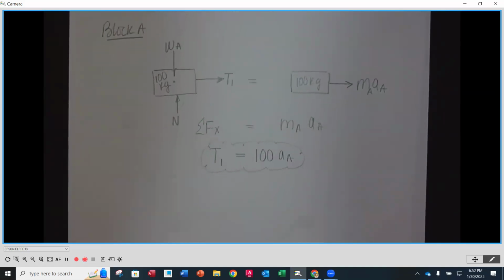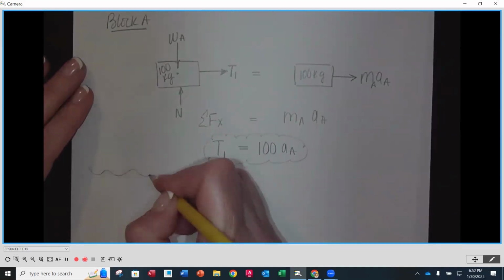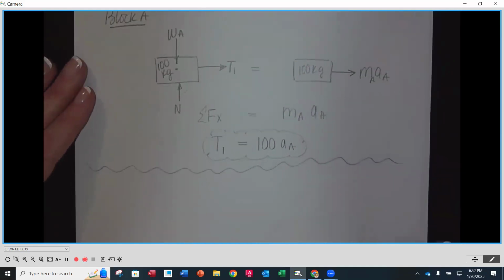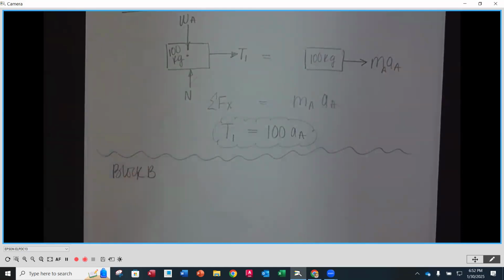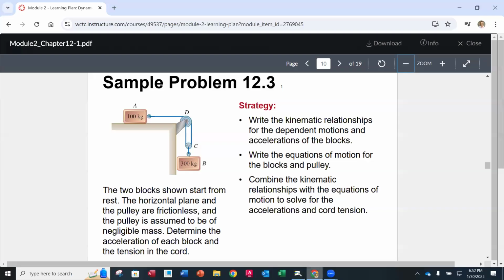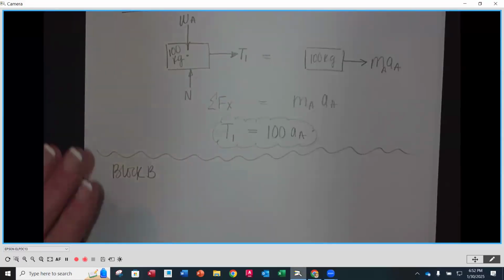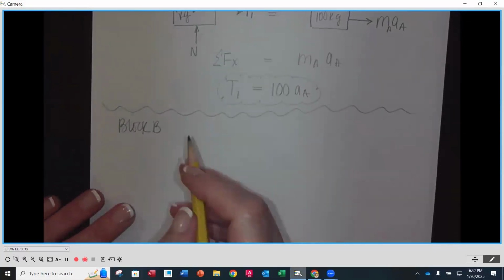Now what we're going to do is look at block B. So I'm going to do my little wavy line, and I'm going to do block B. So let's go back to the illustration. Block B is hanging right here. It's still in kind of that same orientation, but now it has attached to the top of it that cord going to the pulley that's holding it up. So let's draw the statics diagram of our block B.